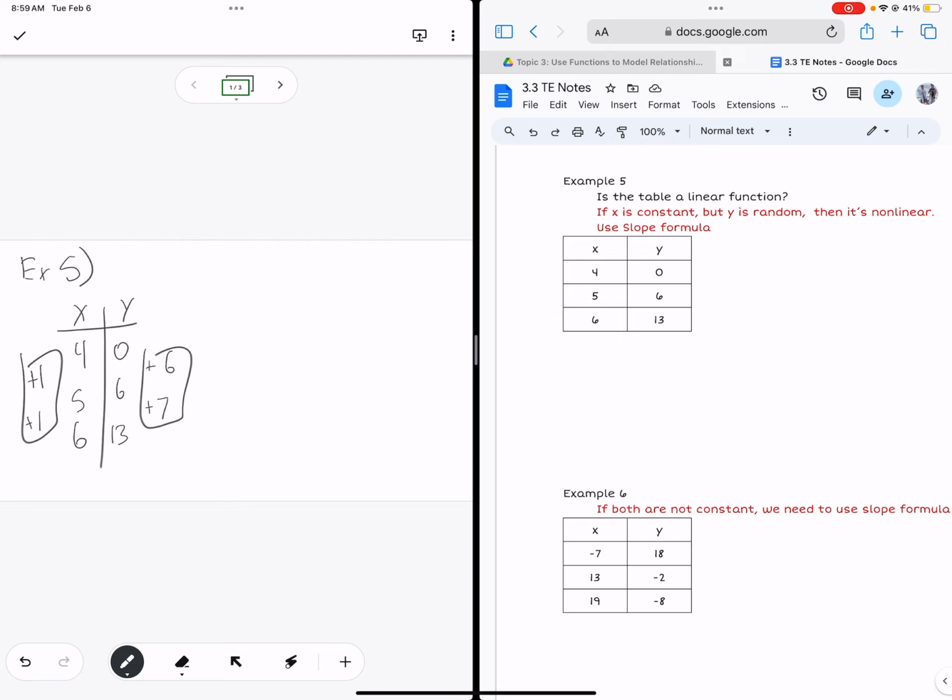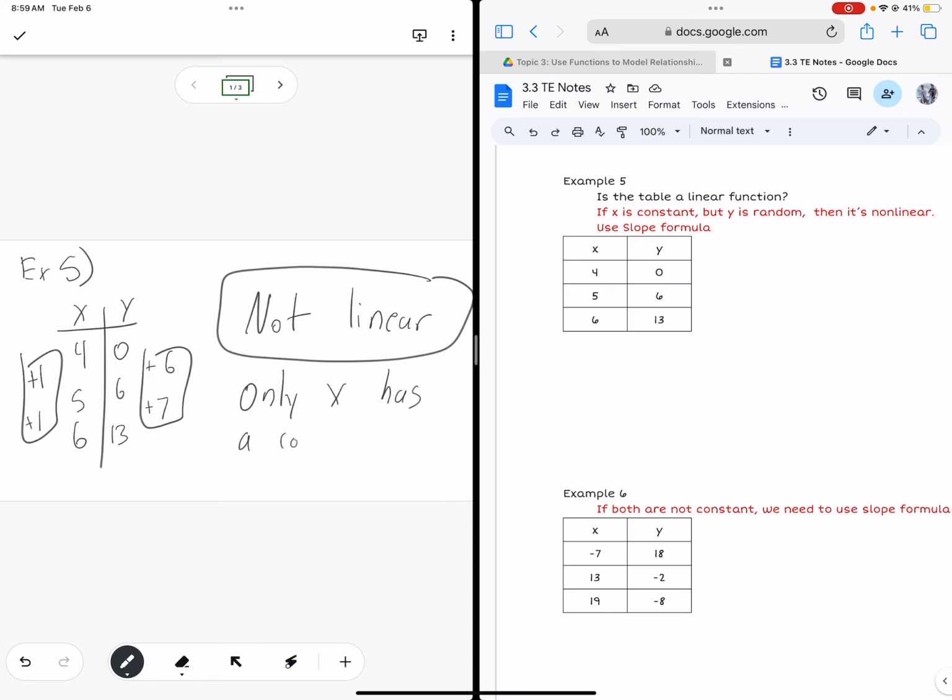So if x has a pattern but y doesn't have a pattern, is it linear? It is not linear. And the reason is only x has a constant rate of change. So it's constantly changing by 1. However, y does not change constantly like that. Now, example 6.